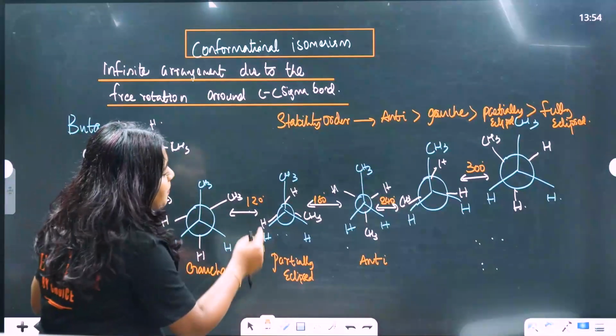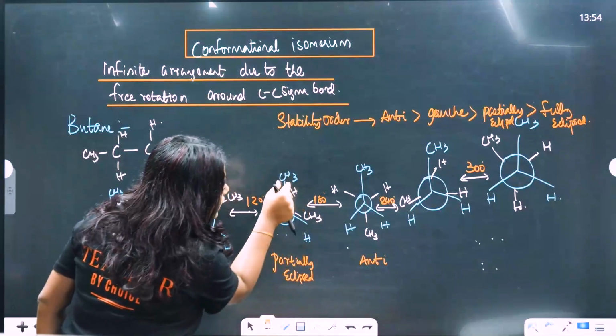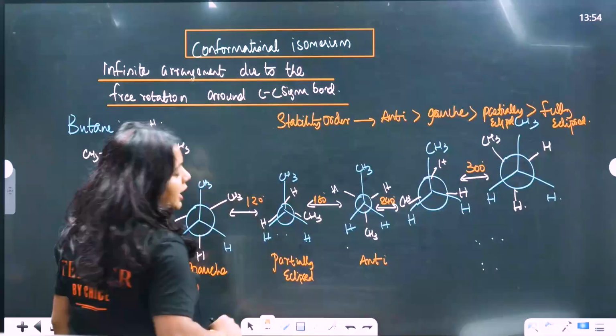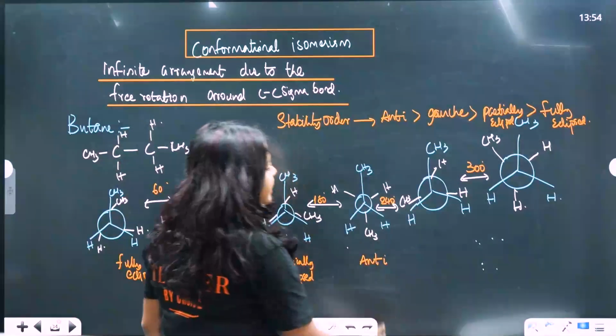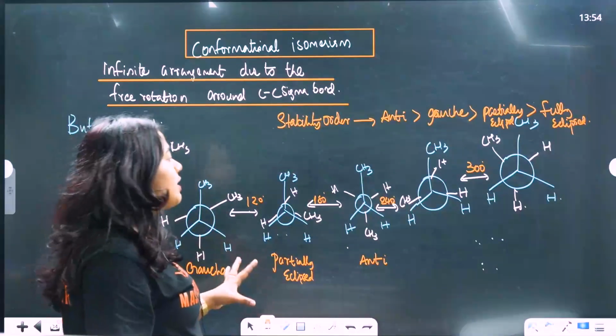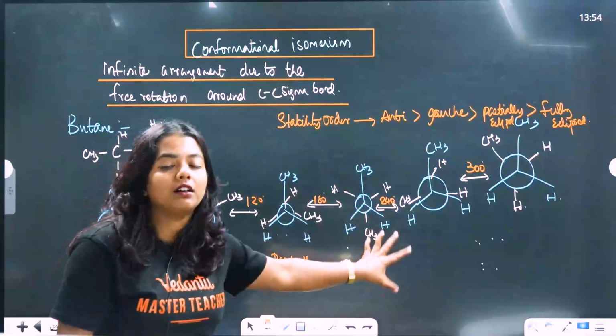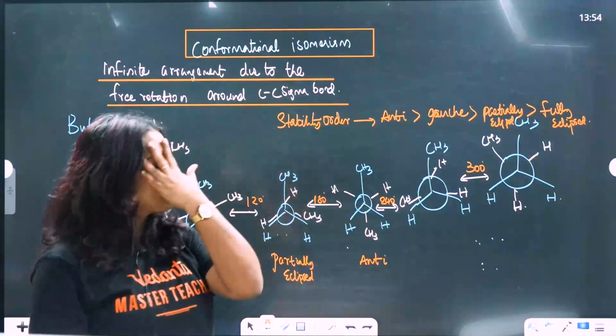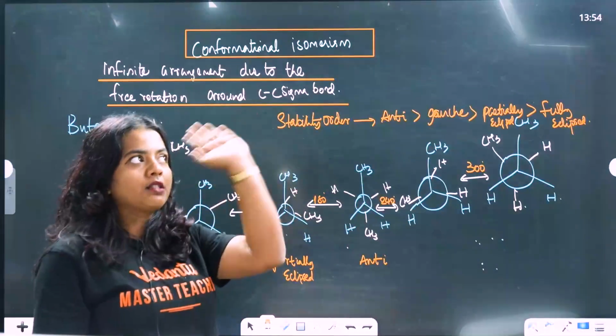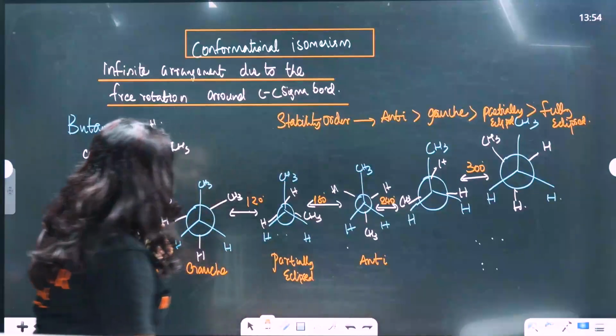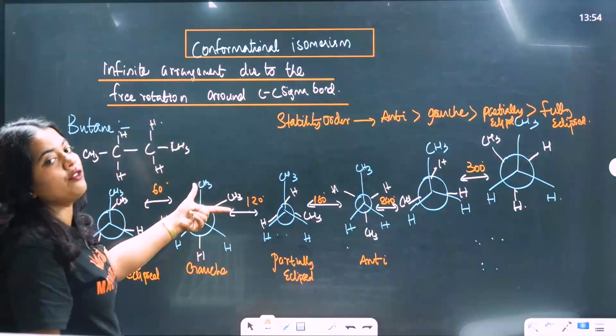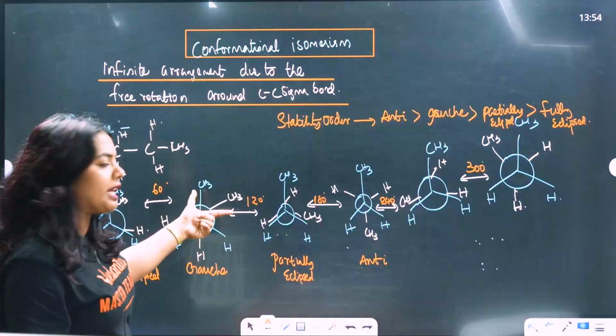Okay, next one is partially eclipsed. Partially eclipsed comes in a situation like CH3, H, CH3, H. Next one is the anti one. Anti is actually the most stable one, because in Gauche, even though the CH3 are a little far away, there will be a repulsion, steric hindrance.